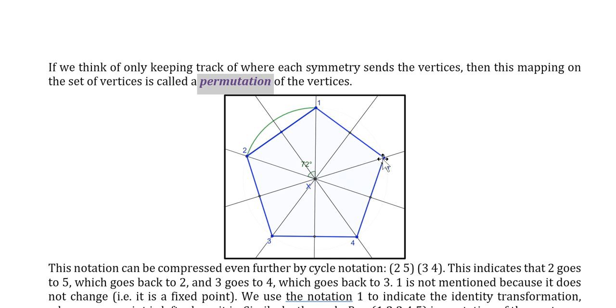2 goes to 5, which goes back to 2. That's written this way: (2 5), close the parentheses. So this says 2 goes to 5, 5 goes back to 2 in a cycle. 3 goes to 4, 4 goes back to 3 in that cycle. Notice we didn't mention 1 because it was fixed. So this is called cycle notation.